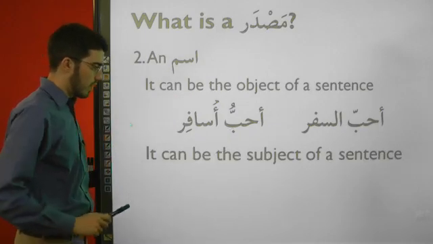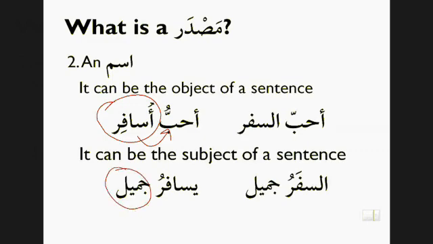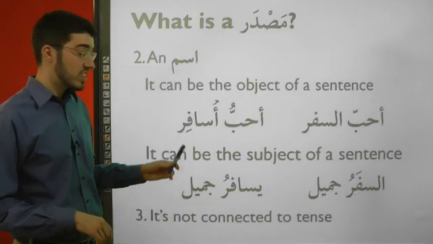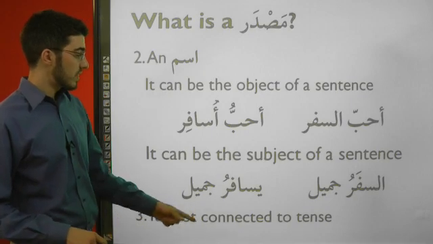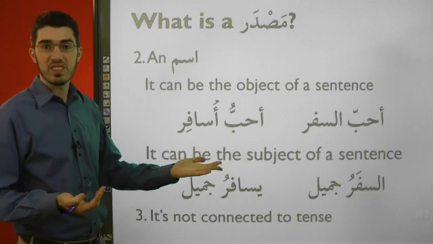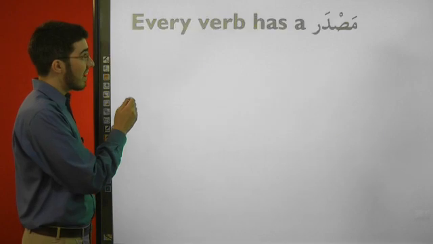Another example. A masdar can be the subject of a sentence. Only isms can do that, verbs can't do that. So I could say, for example, as-safar jamil, traveling is beautiful, or to travel is wonderful. I can't say, yusafiru jamil. It doesn't make sense at all, unless, of course, Jamil is a man's name, and we're saying that he's traveling. And the third and final difference between the masdar and the verb is that the masdar is not connected to tense. Notice when I say, for example, yusafiru, it means he's traveling right now. Whereas when I say traveling, is it traveling in the future, traveling in the past? Anything's possible. It's a very important point. Every verb has a masdar.